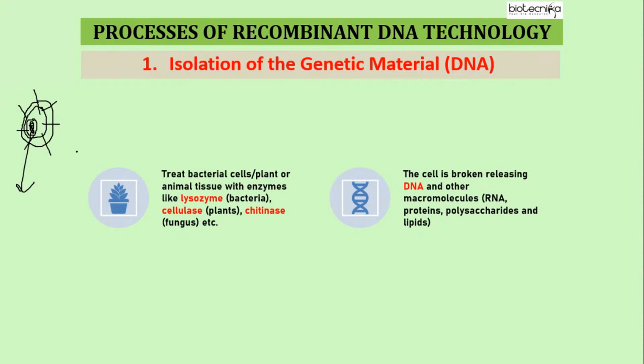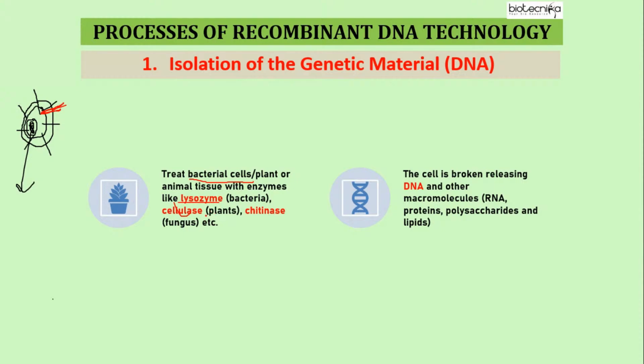So we can isolate this DNA either from bacteria, it can be a plant cell, it can be an animal cell. So suppose if you are using the bacterial cell, the enzyme that you want to use to cleave this envelope is the lysozyme enzyme, because we know that bacteria are made up of a cell wall that is made up of peptidoglycan. And how is this cell wall cleaved? It is cleaved with the help of lysozymes.